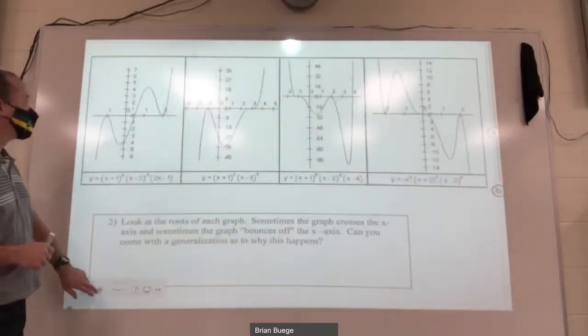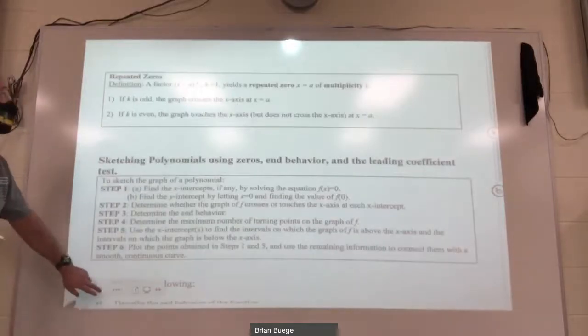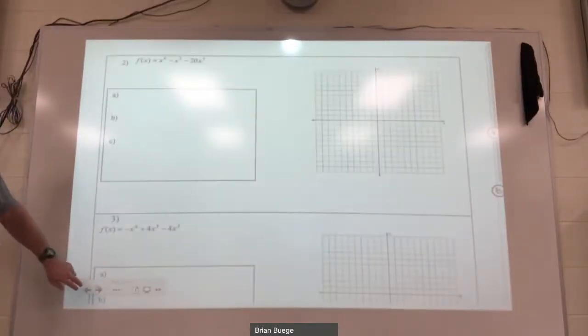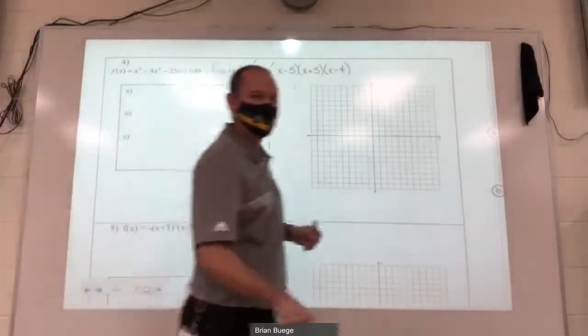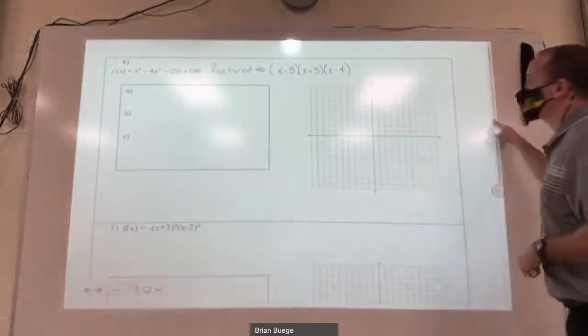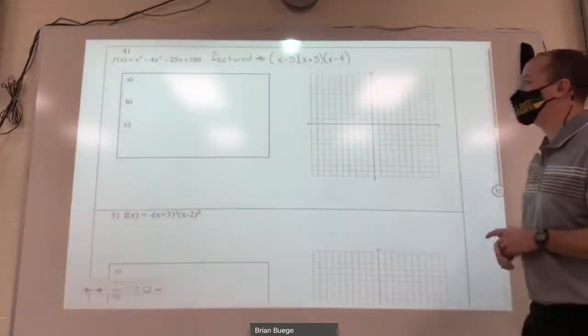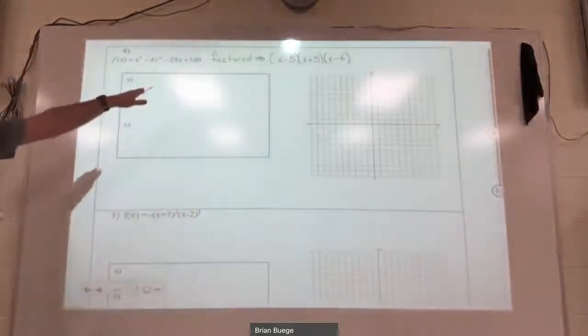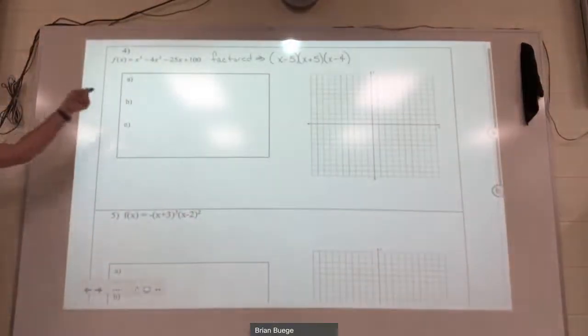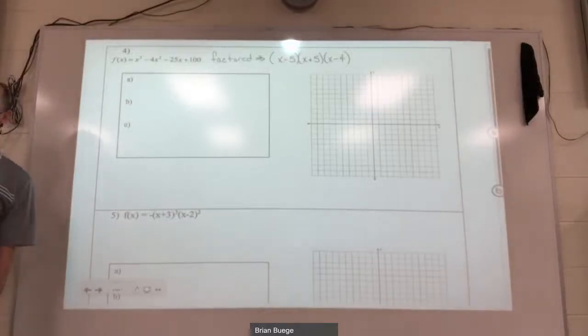The page that I wanted to go to was, let's see, next one. Problem number 4 here is what I want you to take a look at in the lesson packet. I gave you the factored form, but I wanted to go back to how we got there, and the process of getting there, because that's what we talked about last week.